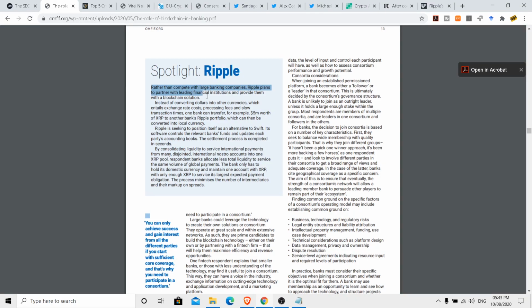And here in this document, it validates that instead of converting dollars into other currencies, which entails exchange rate cost, processing fees, slower transactions, all the negative sides, for example, 5 million worth of XRP can be transferred from a bank's Ripple portfolio. So banks will have their own Ripple portfolio, which is the XRP pool they are talking about at the bottom. And how are they representing it? By consolidating liquidity to service international payments from many disjointed international Nostro accounts into one XRP pool.